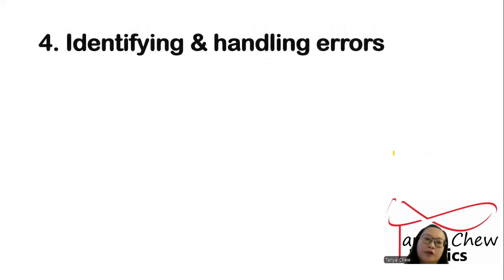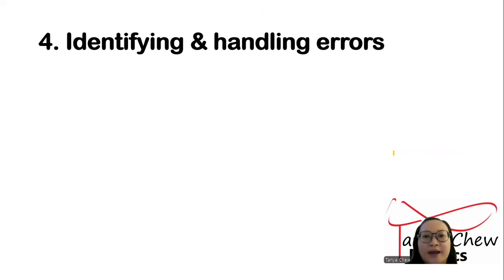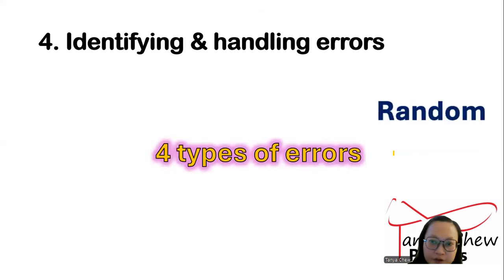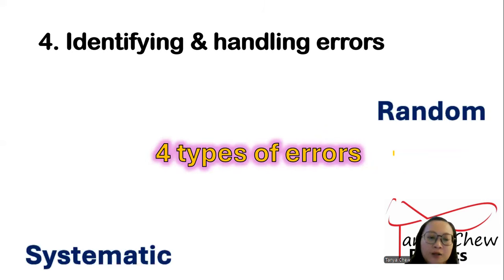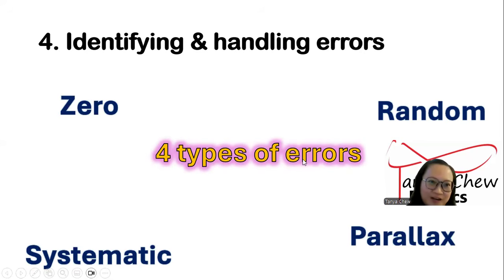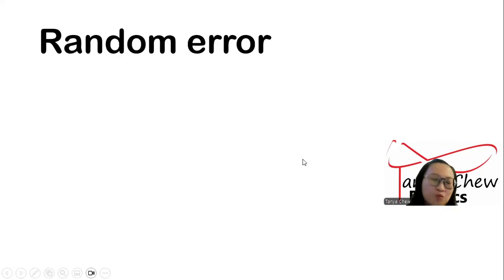Okay? So number 4 is identifying and handling your errors. For example, there are 4 types of big errors here. One is called random error. The other ones are called systematic error, zero error, and the most common one is called parallax error. So we are going to look into these errors one by one.